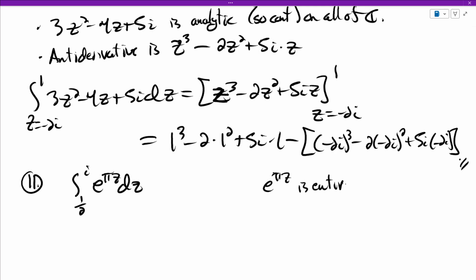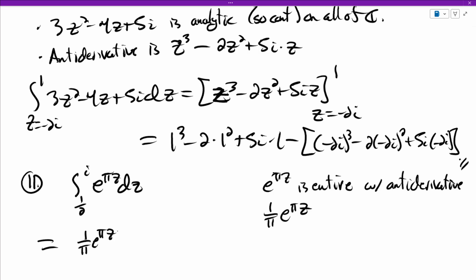Let me just say that. So in particular, it's continuous. Differentiability is stronger than continuity, and it has an antiderivative. And the antiderivative is 1 over pi e to the pi z, as you would expect. So to compute this integral, all we need to do is we need to take our antiderivative, and we evaluate at the bounds.